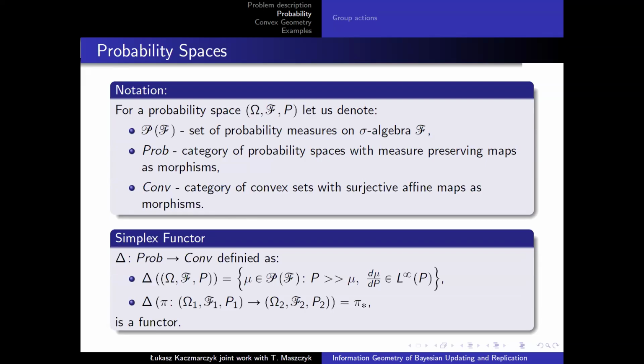So, okay, if we define an assignment to a probability space, something like that, i.e., the set of all probability measures that are absolutely continuous with respect to our chosen measure P, and whose Radon-Nikodym derivative is essentially bounded with respect to P. This will, in fact, be a good candidate for our simplex of probability measures.